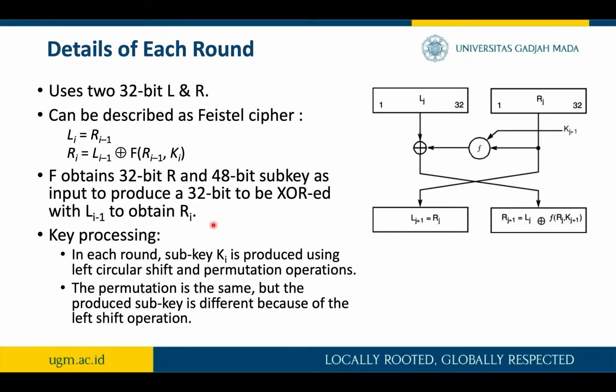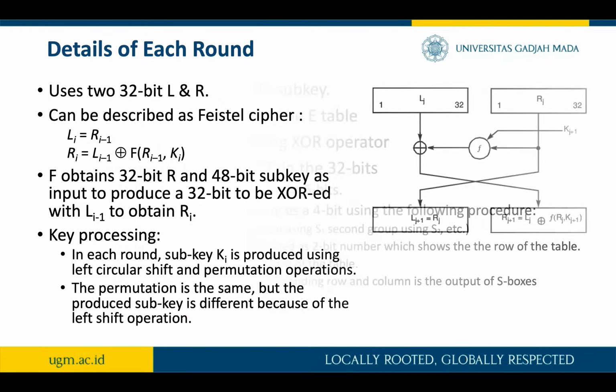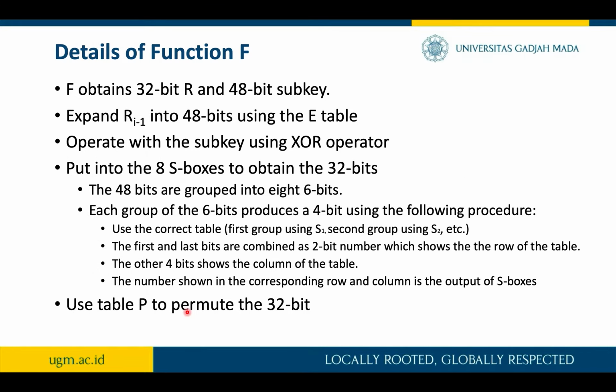For the key processing, we also make use of a key scheduling algorithm. So in each round here, we do a kind of left circular shift and permutation operations. The permutation operation is the same, but since we do the left circular shift operation, the subkey will always be different for each round. Okay, so these are the details of function f here.